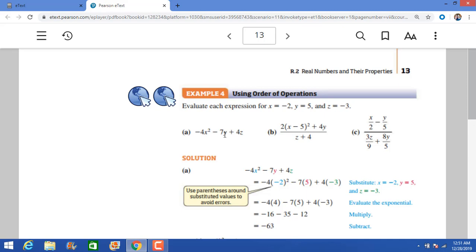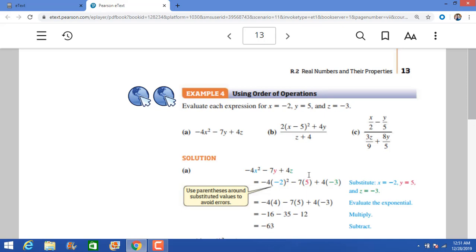Y here is 5, so we're going to get what? We get 5 times 3 is 35, so we get 35 here. So we end up with negative 16 minus 35. And then we get z, which is negative 3. So we get 4 times negative 3, which is negative 12, so we get a minus 12. And so we subtract all of these and we get negative 36.